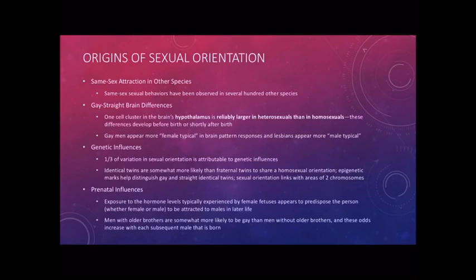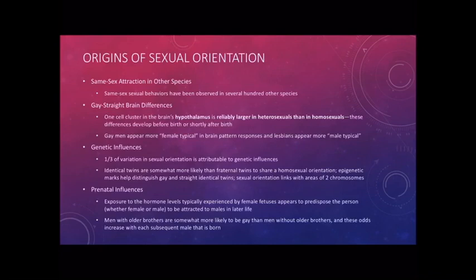And then there's this phenomenon called the fraternal birth order effect. I want you to write that down on your worksheet next to prenatal influences. The fraternal birth order effect is the phenomenon that men who have older brothers, so with each subsequent male that you give birth to, the probability of that male being homosexual increases with each subsequent male pregnancy. Men with older brothers are somewhat more likely to be gay than men without older brothers, and these odds increase with each subsequent male fetus that is given birth to.